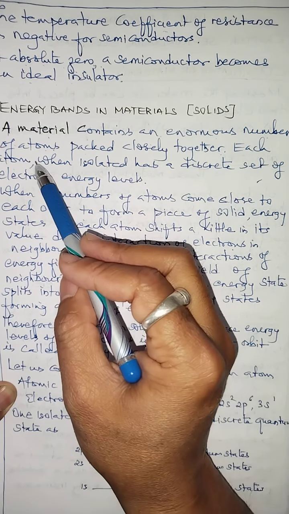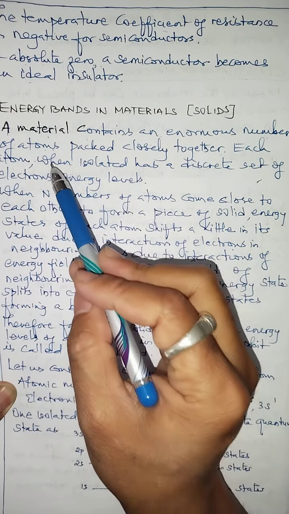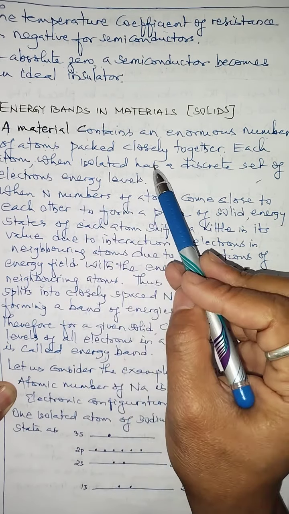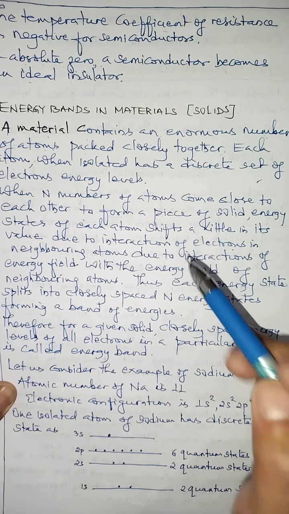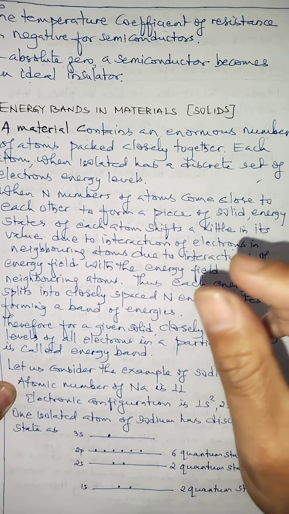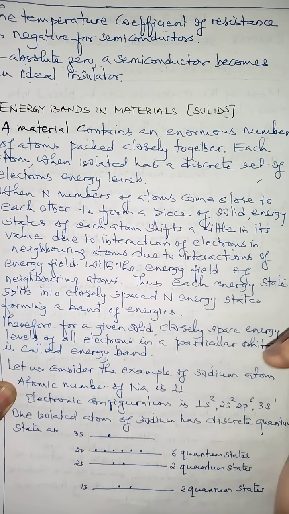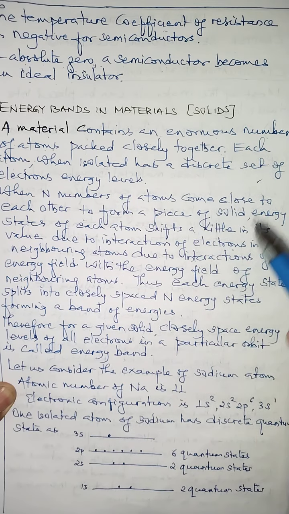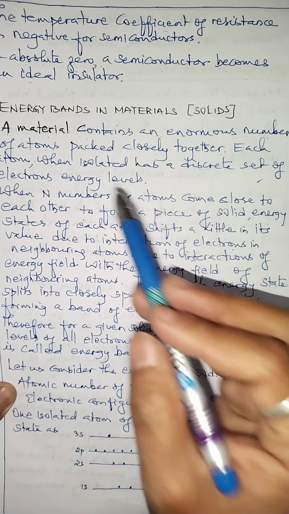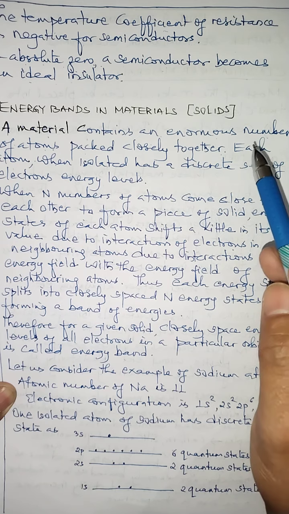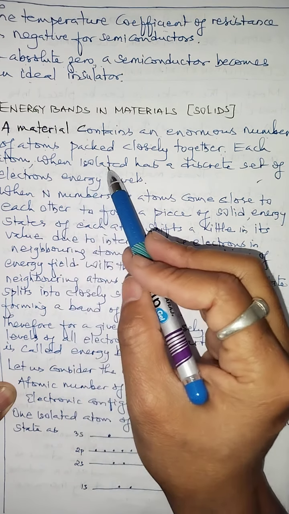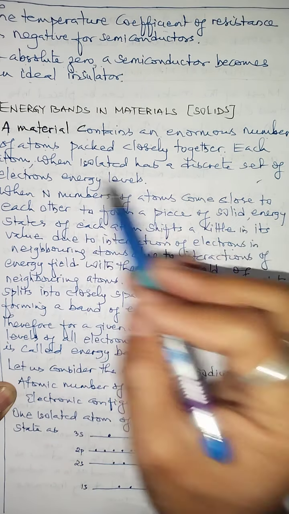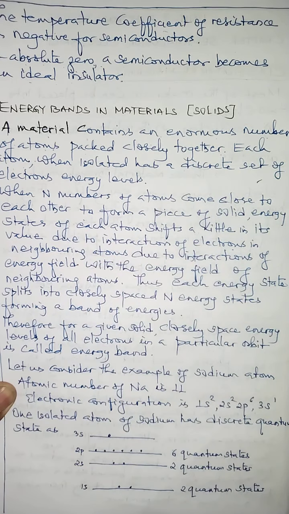Now, each atom can also be an isolated atom. Isolated atom means there are no other neighboring atoms, there is only one atom. If I consider only one atom with no neighboring atoms present, then such an atom is called an isolated atom. So each atom, when isolated, has a discrete set of electron energy levels. Because we have learned the chapter on Bohr's theory also.